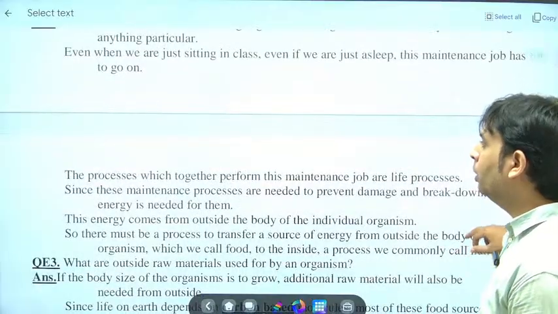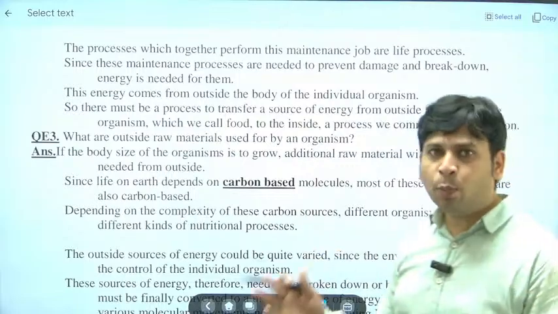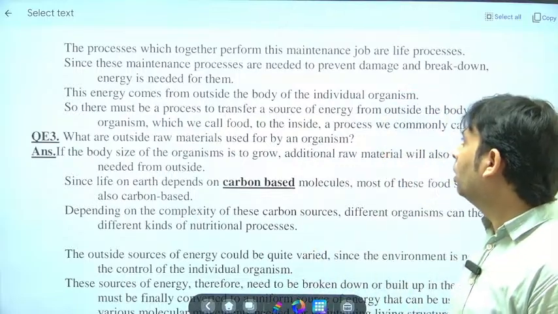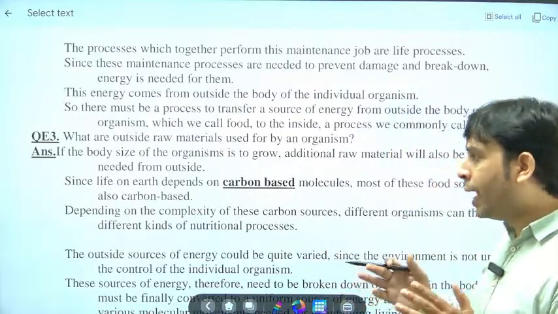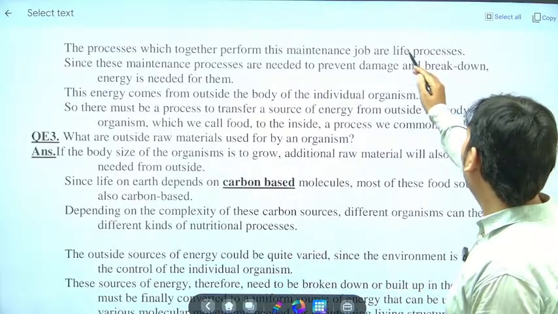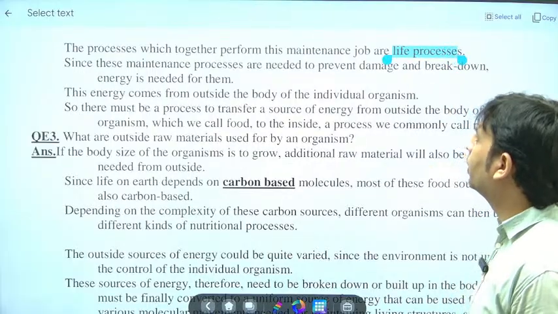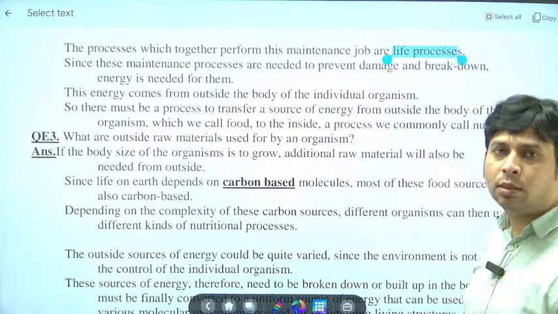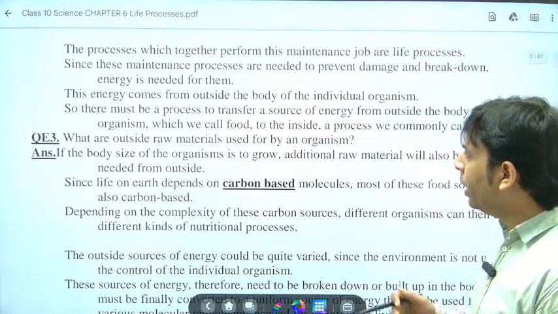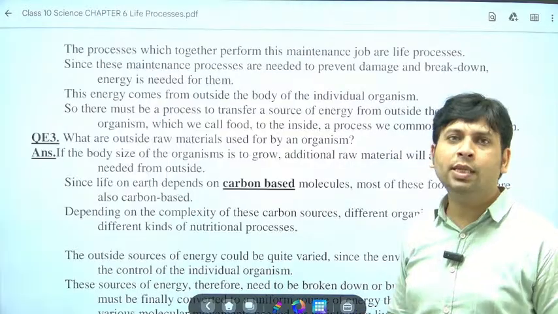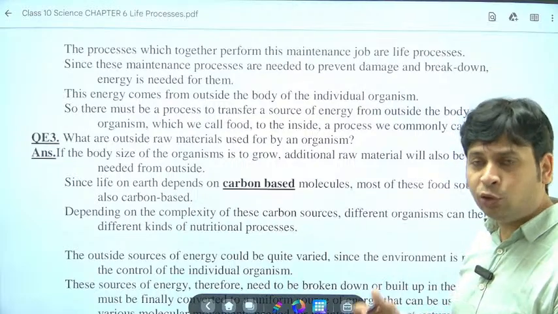Even when we are sitting, even when we are sleeping, all types of processes of life together perform the maintenance job of our body. All these processes are called life processes. These processes are needed for prevention from damage and breakdown, and they require energy to do their job.